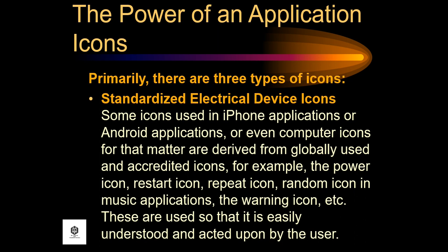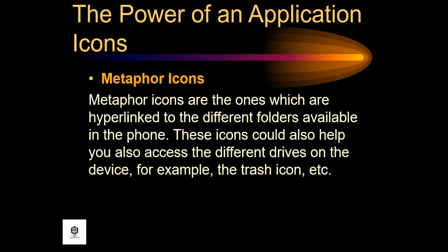Primarily, there are three types of icons. First, standardized electrical device icons. Some icons used in iPhone applications or Android applications, or even computer icons for that matter, are derived from globally used and accredited icons. For example, the power icon, the start icon, repeat icon, random icon in music applications, the warning icon, and so on. They are used so that it is easily understood and acted upon by the user.